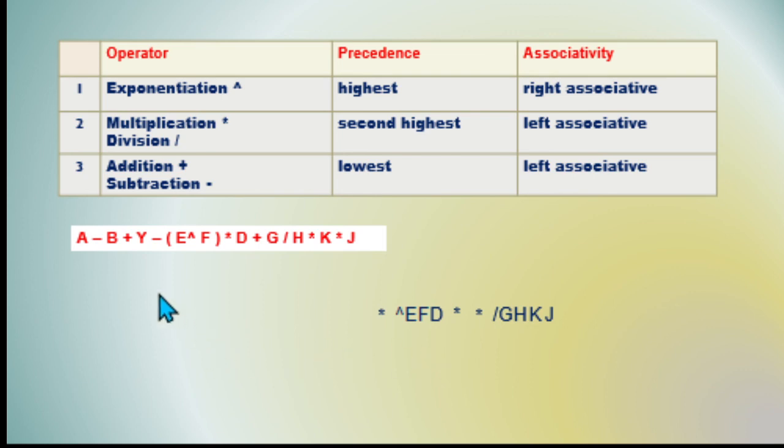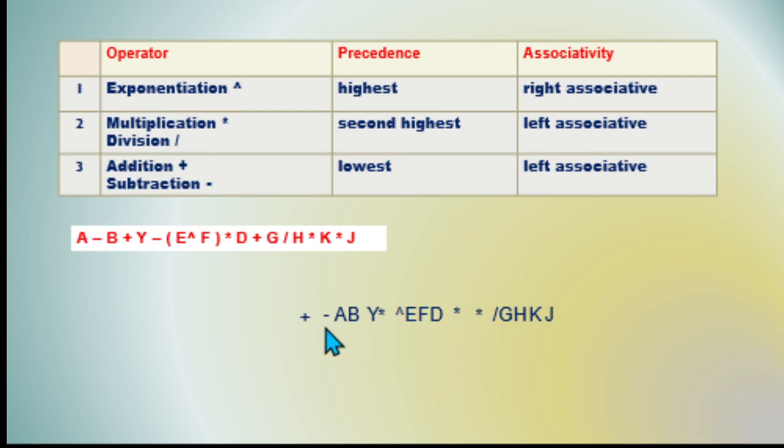Now, we proceed with the lowest in priority. We have here subtraction operator and addition operators. And we actually have here 2 subtraction operators and 2 addition operators. Since they have the same priority, again, our evaluation is from left to right. We start from A minus B, convert it into prefix. We have here - A B. And then we add this operand to Y, convert it into prefix. So it is equivalent to + - A B Y.